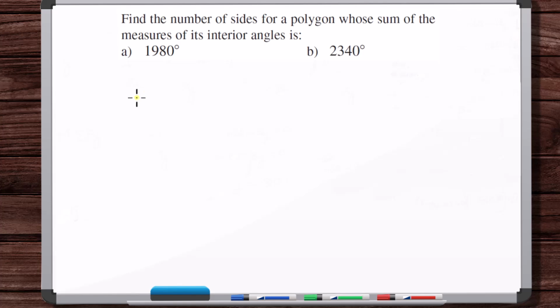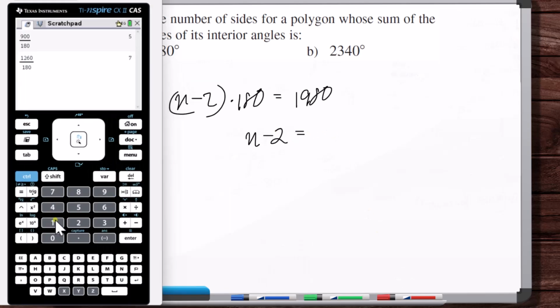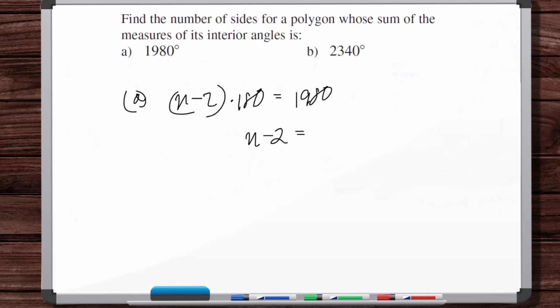Okay, same question, just different sums of the interior angles. So n minus 2 times 180 is equal to 1,980. So n minus 2 is equal to 1,980 divided by 180, which is 11. So n is equal to 13.